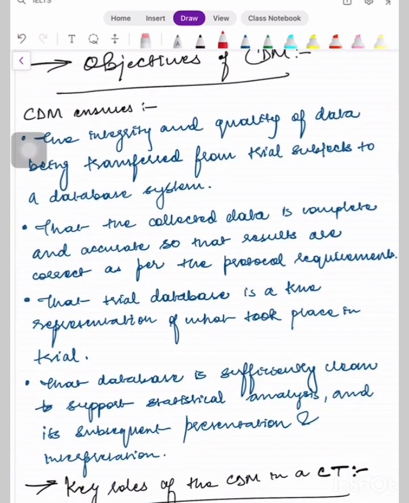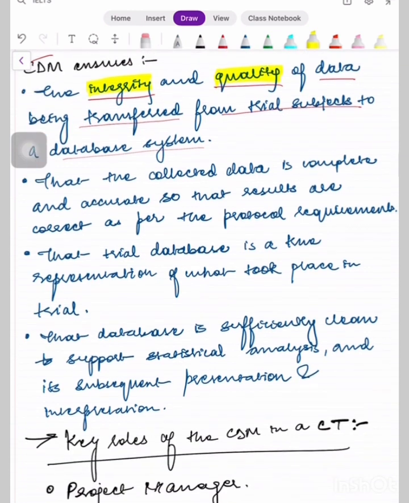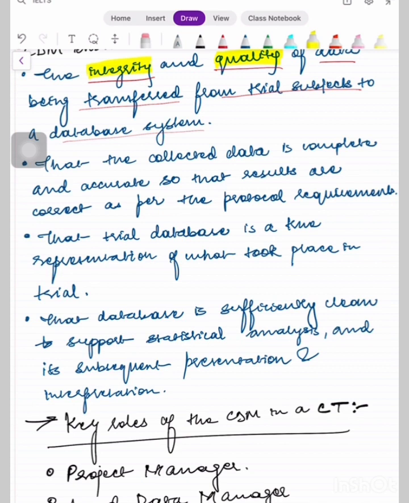So the objectives of CDM. CDM ensures the integrity and quality of data being transferred from trial subjects to a database system. Integrity means that no data is leaked or manipulated. So the integrity of the data is maintained, and the quality also obviously is maintained. If you are not maintaining the quality of the data well, then it is going to impact your trial.